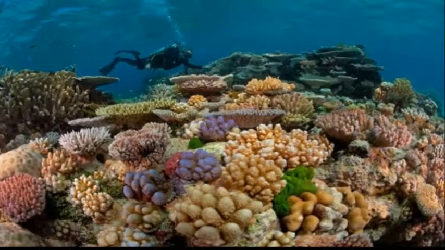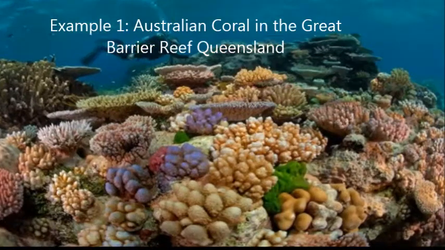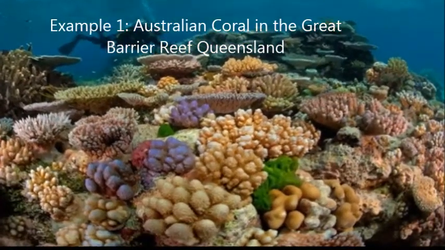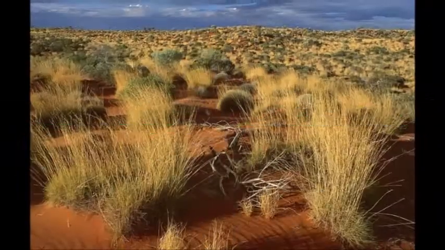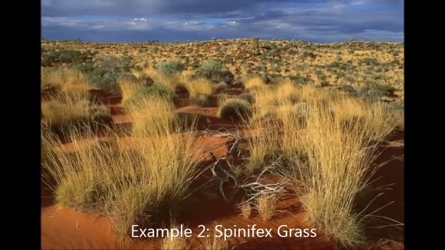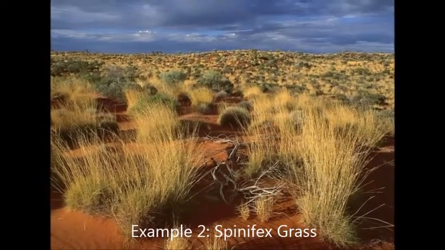Budding. Budding is when the parent plant produces a replica of itself through mitosis and grows as a new attached organism, forming large colonies. An example is the coral in the Australian Great Barrier Reef. Vegetative reproduction. Vegetative reproduction is the producing of new plants from the roots or stems, also called nodes. An example of this is the spinifex grass.